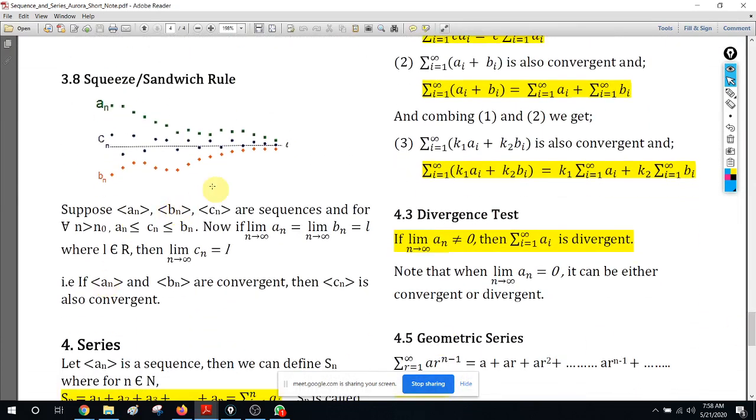Now we have another rule in sequences, which is called the squeeze rule, or sometimes we call it the sandwich rule also. So we assume that there are three sequences, an, bn and cn, where for all n, cn is always between an and bn, for all n greater than some n0. In that case, if an has a limit to a particular value and bn also has a limit to that same value, say l, then of course cn is also going to have a limit to that particular value itself. So that is called the squeeze rule.